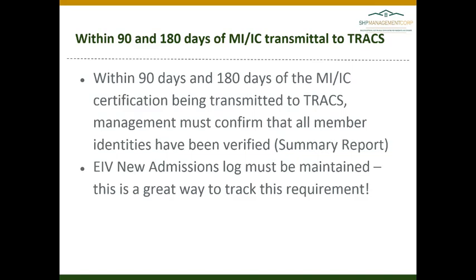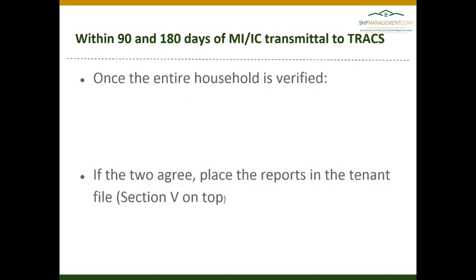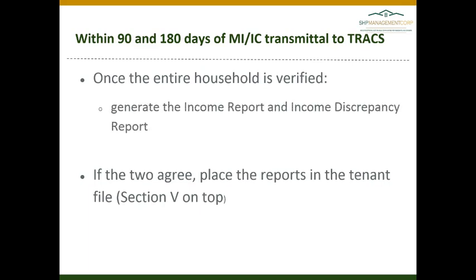In conjunction with this, the EIV new admissions log must be maintained. This log is going to be a great way for you to track this requirement and keep track of who you have run the 90 and 180 days for. Once the entire household is verified, you can then generate the income report and income discrepancy report.